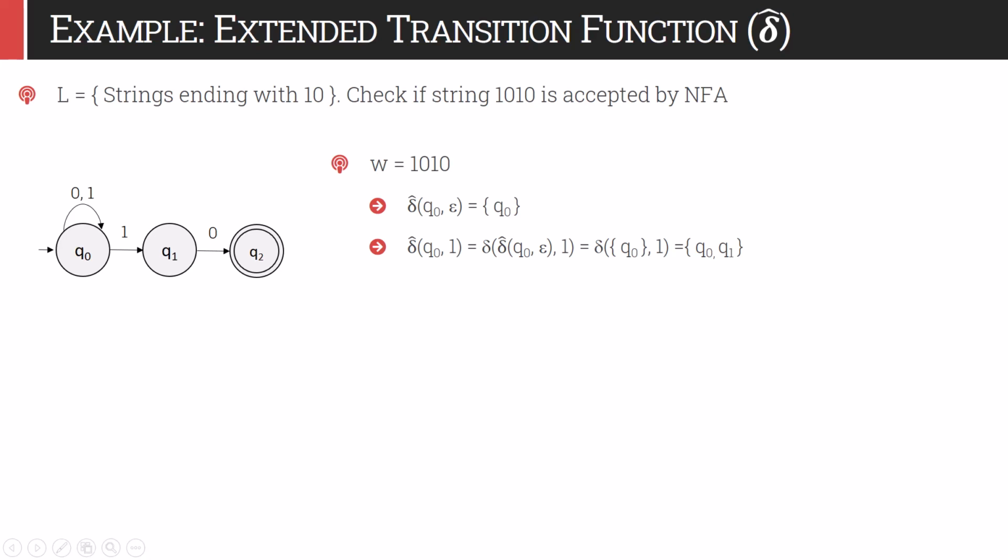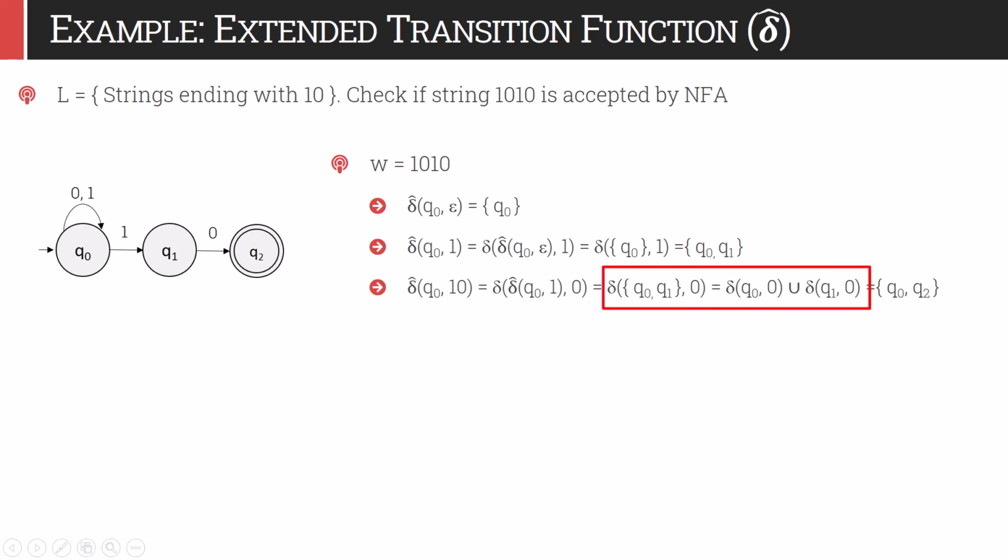Now we will consume the second symbol. So that is delta hat of Q0 comma 10. This is a string. When we write it as x dot a, x would be 1 and a would be 0. So this is represented as delta of delta hat of Q0 comma x, where x is 1, comma a is 0. The output of this we have already computed in the previous line, which is Q0 comma Q1. So that will be replaced by the set Q0, Q1.